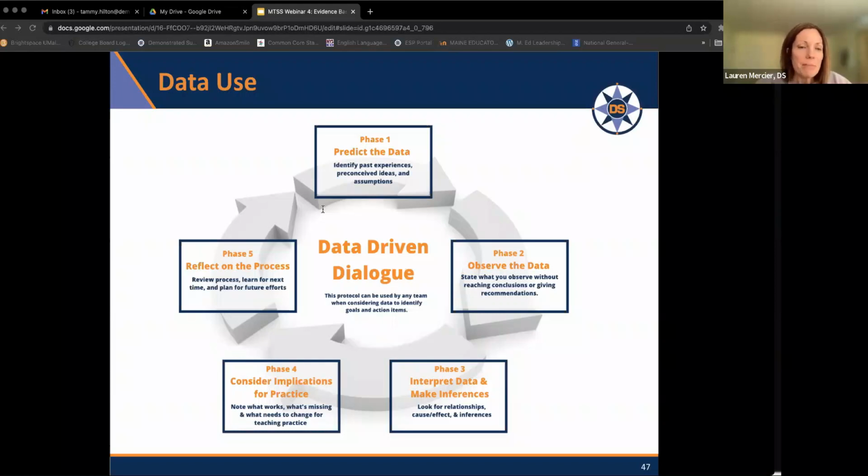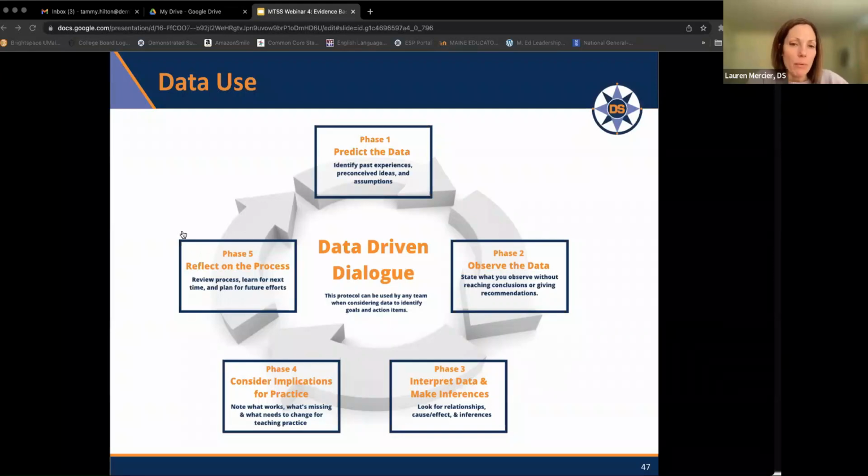Okay. And then implications for practice. During this phase, the group of teachers or educators that you're working with will seek to identify connections between what the data suggests is working, what needs to change, and then what's missing. Okay. So this is also the time to reflect and focus on practices to improve our student learning.